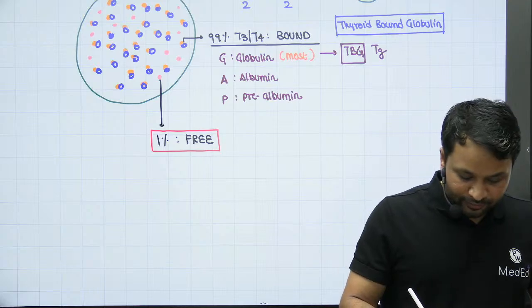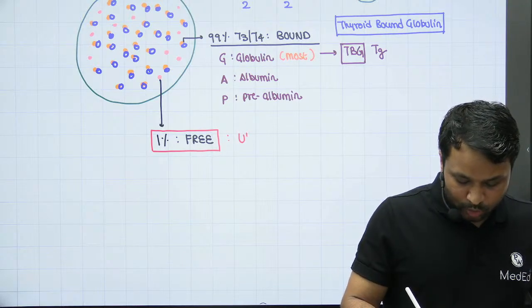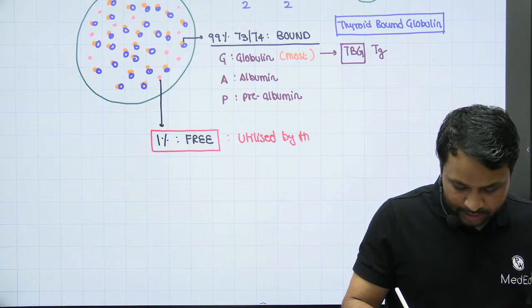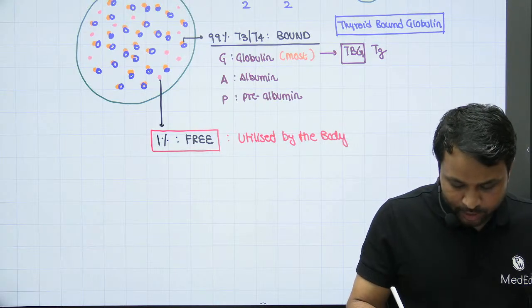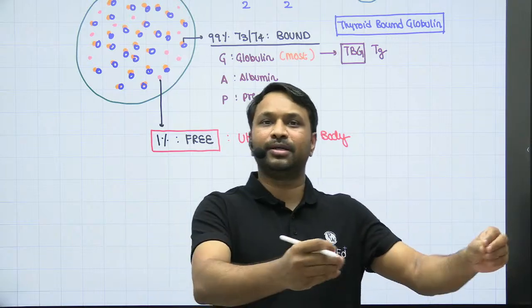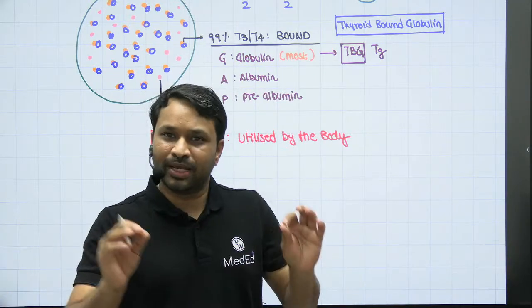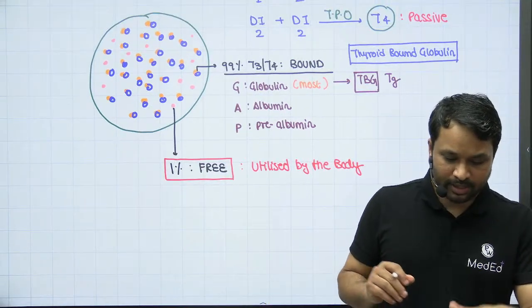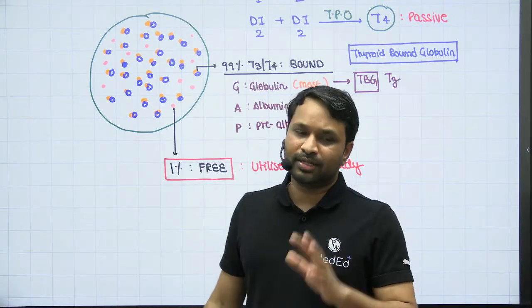So this free form is what is going to be utilized by the body. 99% cannot be utilized because वो already committed है. 99% already committed है तो body के काम नहीं आएंगे. वही काम आएगा जो free मिलेगा हमको, ठीक है? So in that context, remember it is the 1% of the hormone that is going to be in a free state.